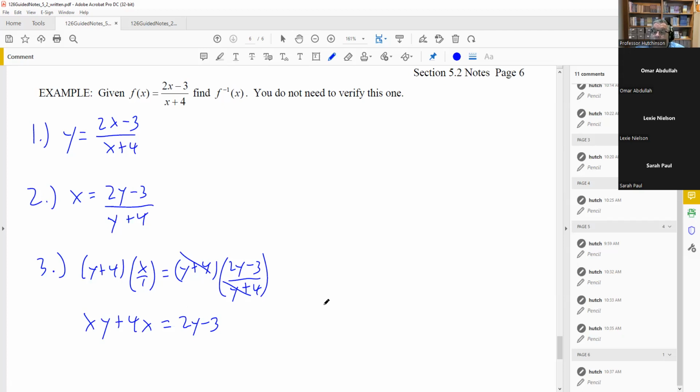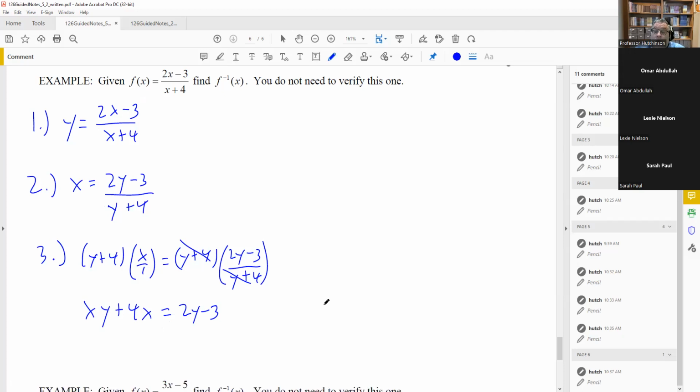I need to get all the y's on one side of the equation in order to be able to solve for it. So I'm going to move this 2y term over to the other side, and I'll do that up here. I have xy minus 2y. I still have the 4x over there. Again, what I did was I just subtracted the 2y over. Now I'll move the 4x over the other side. That's going to become negative. So I have xy minus 2y equals negative 4x minus 3.